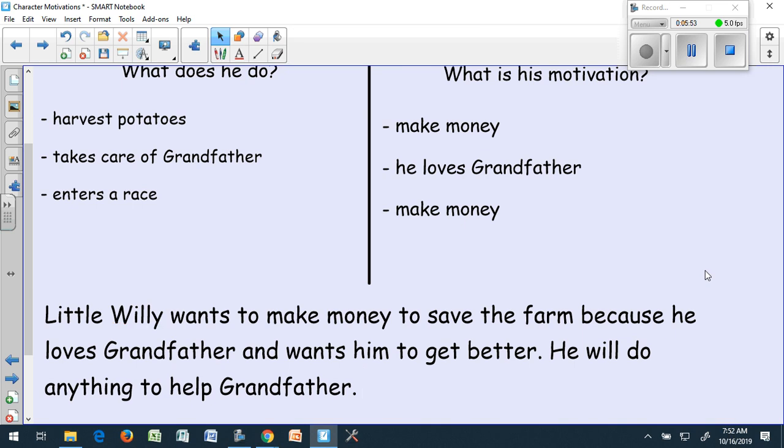So as you can see, the way I listed his actions and his motivations, why he does it, helps me better understand Little Willie. And I think really thinking deeply about these two motivations about making money, we have to ask ourselves, why does he want that? It still goes back to the motivation that he loves Grandfather. So everything Little Willie does is centered around that idea.